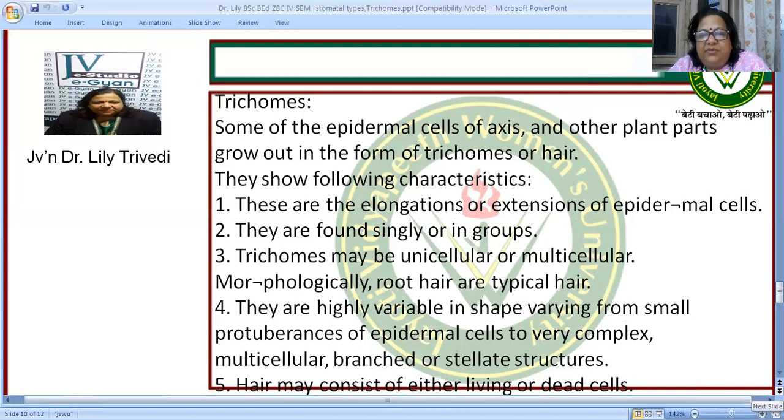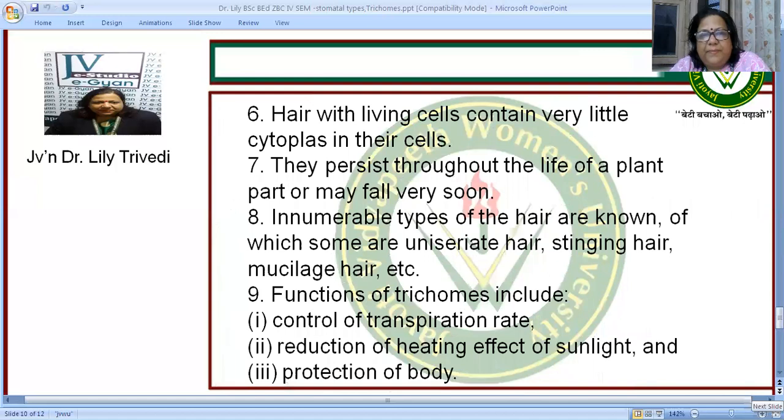We all have seen trichomes on different leaves and stems. Now those with living cells contain very little cytoplasm in the cell, and they can be either persistent or deciduous, or they may fall off. Now they are of innumerable types like unicellular or stinging hair or mucilage hair. Now what is the function of these trichomes? They control the respiration rate. They cause the reduction of heating effects of the sunlight, and they protect the body.